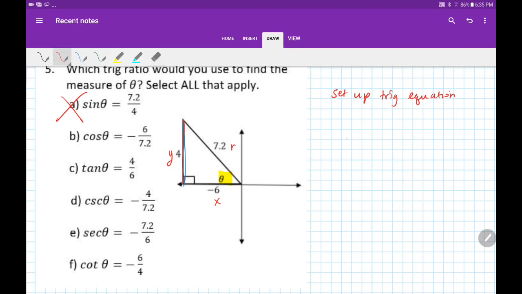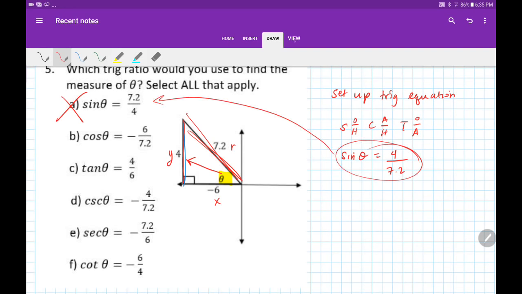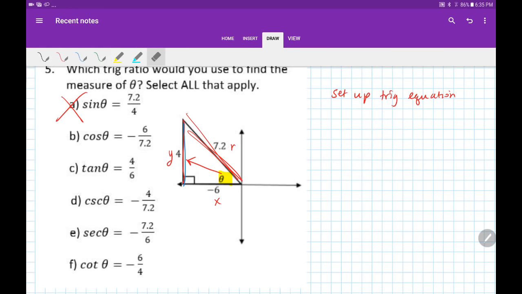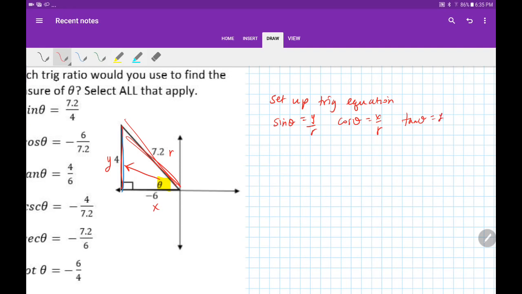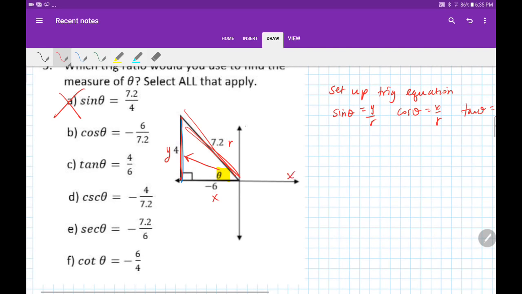Another way you could have done the problem is using SOHCAHTOA, and using the fact that sine of theta is the opposite, which would be 4, over the hypotenuse, which would be 7.2. And either way, you're going to see that these are not the same. So we're going to cross it out, and we're going to just continue checking the rest of these the same way. Now, instead of using SOHCAHTOA, I'm just going to stick with y over r, x over r, and tan y over x. Just because, look, it's on an xy axis. So why not use x, y, and r?